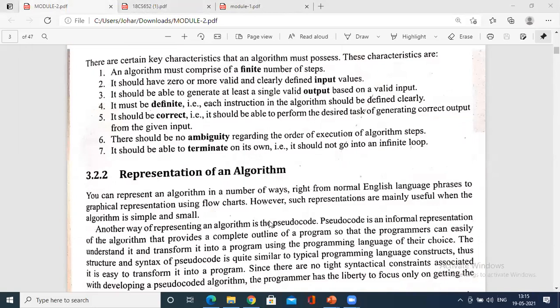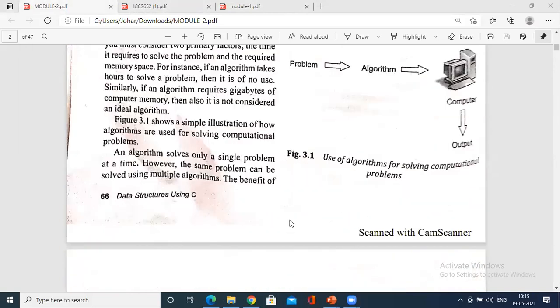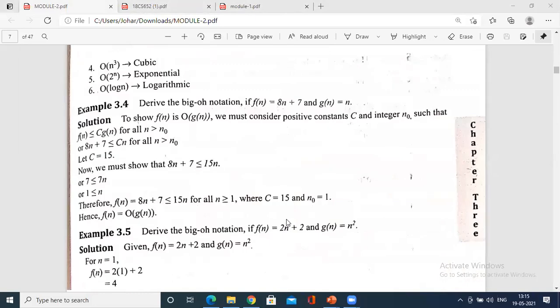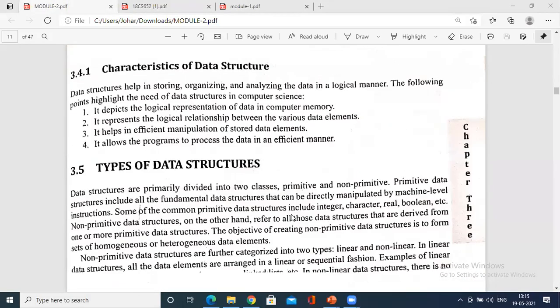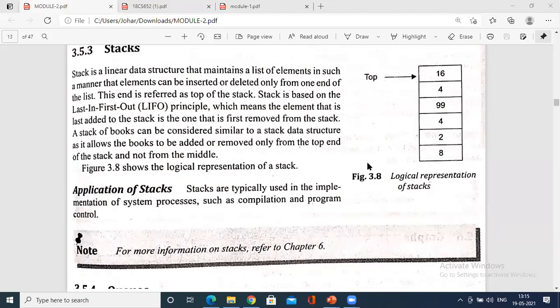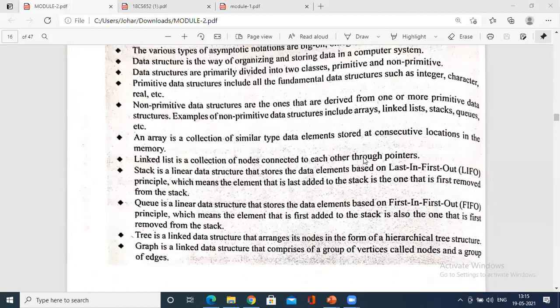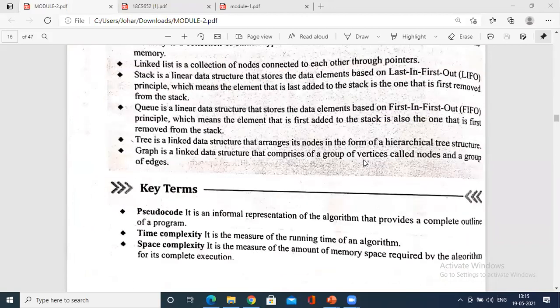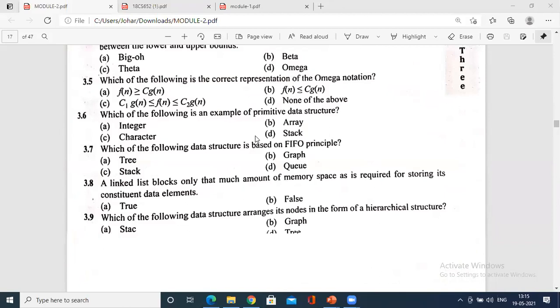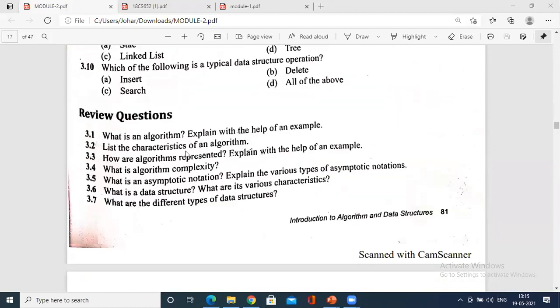And what are the characteristics of an algorithm? This will be a question from my point of view, and even from the examination point of view. If you want, I can show you the expected questions here: what is an algorithm, characteristics, how they are represented, what is algorithm complexity. Complexity means how you measure the complexity of the algorithm. You have to write what is time complexity, what is space complexity, what is asymptotic notation. I'm going to give only these questions.